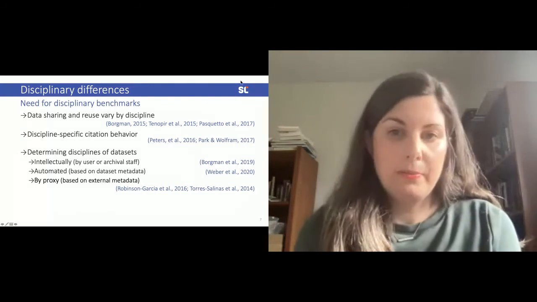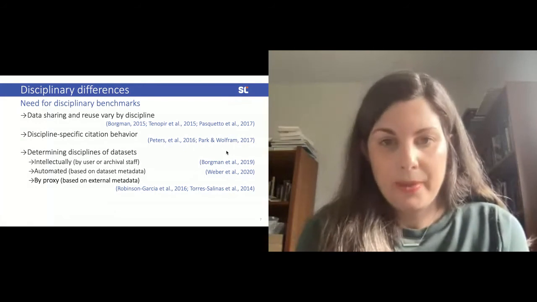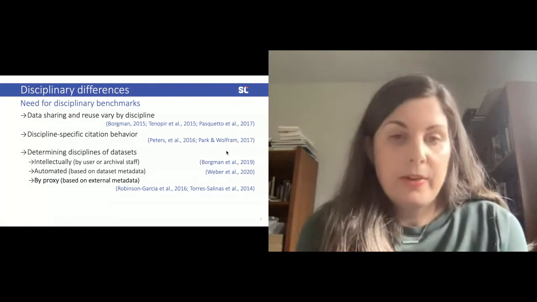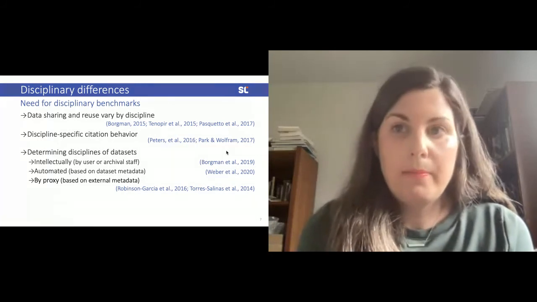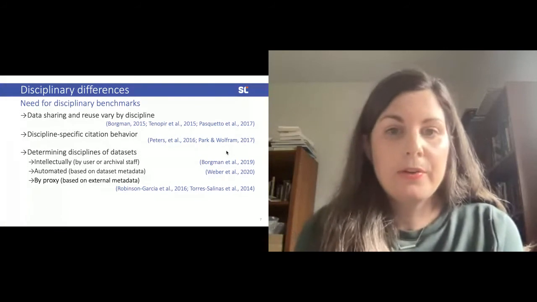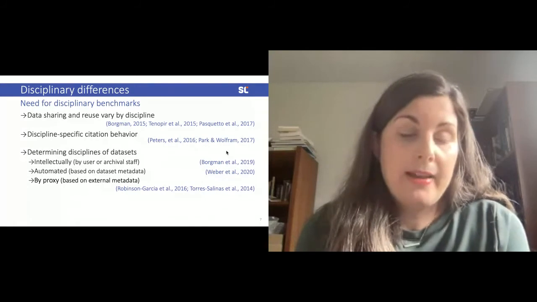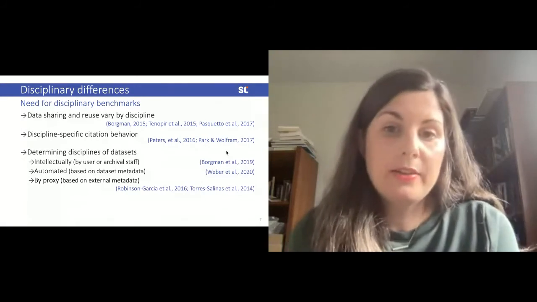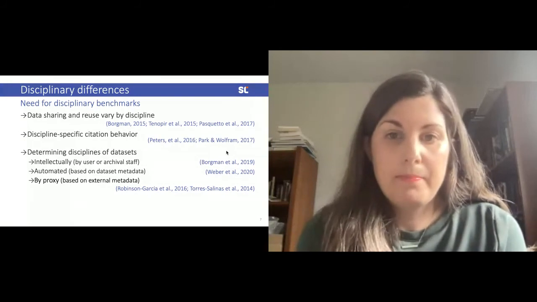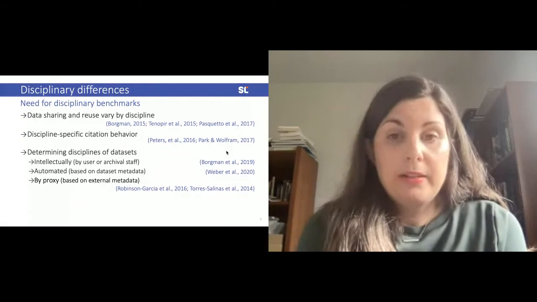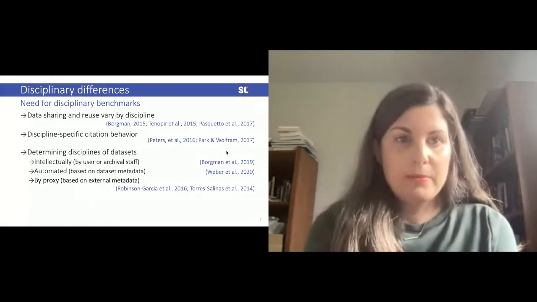When we want to determine disciplines of data sets, that's actually really tricky. So it's not really easy. The most straightforward approach would be intellectually, and this is mostly done by users. So when you upload a data set to a repository, then often the highest quality data you can get is if the user entered it, or sometimes there's also archival staff that helps with this kind of metadata. So basically the user, the generator of the data set, will tell us what discipline they see themselves in.